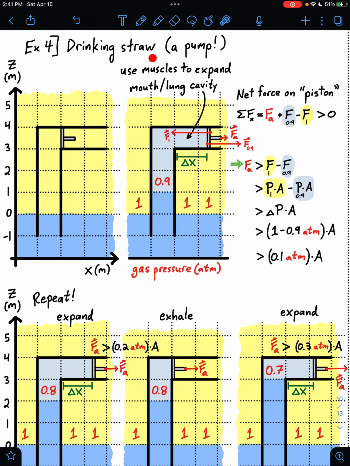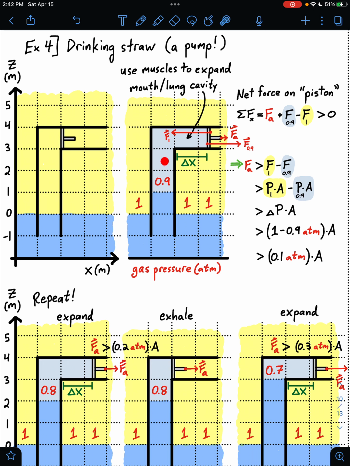Hydrostatics, example 4: a drinking straw in which your respiratory system is a pump. So here's some water to drink, and this will be a straw. Suppose we make a closed seal around that straw with our mouth, and this piston will then represent our respiratory system that can expand to decrease the pressure inside this straw, as we see in the next diagram.